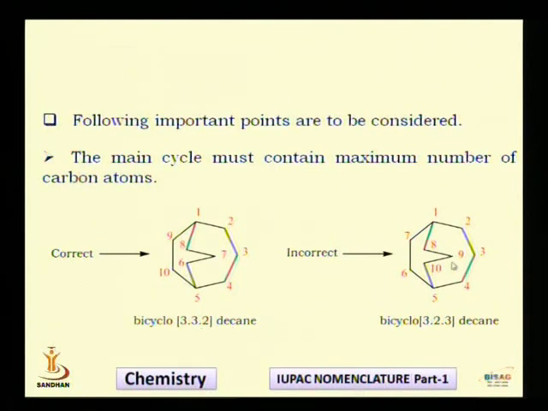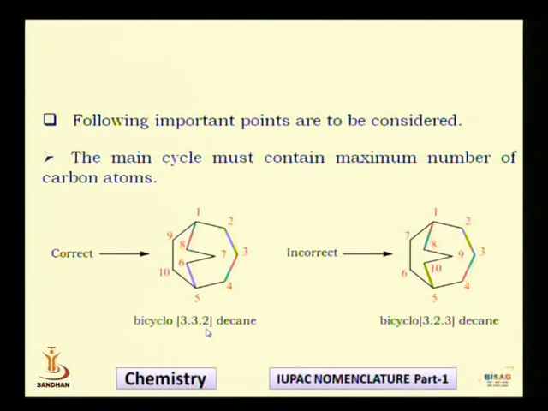Suppose you make a mistake like this: you do numbering like this, 1, 2, 3, 4, 5, and you continue over here. This is wrong because this path is shorter, and you have numbered a shorter path. That cannot be done. This is the longer path. So if you make this mistake, the name will be wrong. Bicyclo 3 2 3 decane will be a wrong name, and bicyclo 3 3 2 decane is the correct name.